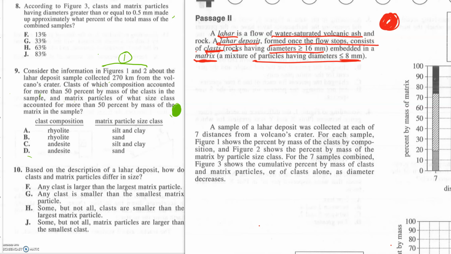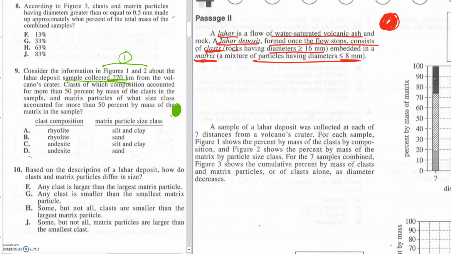Figures 1 and 2. About the Lahar Deposit sample collected 270 kilometers. So that is going to be step 2, because we're going to have to find out what significance 270 kilometers has. From the volcano's crater, clasts of which composition? So this is going to be step 3, just because it's asking a question. It's saying which composition. So if it's a question, then it's going to be a step.